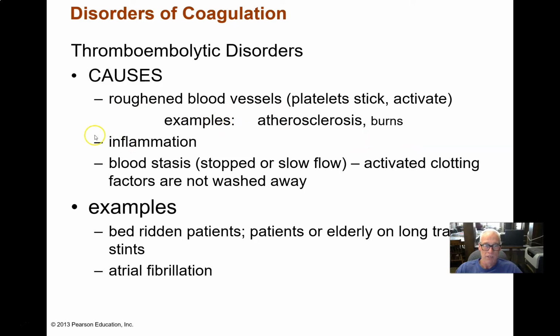Inflammation. If you have tissue injury or infection, then you have inflammation that triggers coagulation. It's designed to prevent loss of blood when you have an injury that breaks open blood vessels. Here's an important one. Blood stasis. That means stopping flow. We already saw that the clotting factors spontaneously activate from time to time.